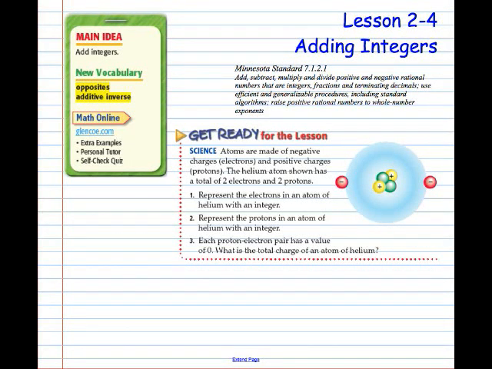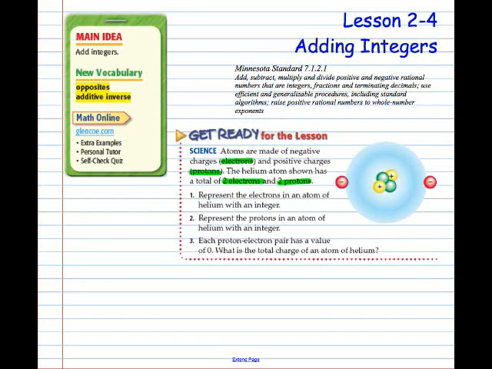This is lesson 2.4, adding integers. Atoms are made of negative charges called electrons and positive charges called protons. The helium atom shown has a total of 2 electrons and 2 protons.